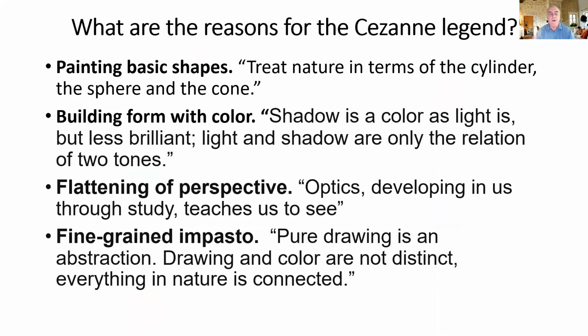So here's the meat of the story, and then we can have some fun looking at some beautiful Cezanne paintings, but let's do a little bit of work here and understand why Cezanne is as influential a painter as he is. A couple of things. Number one, painting basic shapes. He said this to another painter: treat nature in terms of the cylinder, the sphere, and the cone. In nature, there are basic geometrical shapes, and getting those shapes out is part of representation. Remember, we're talking here about a post-impressionist, so we're talking about strategies to get a certain element of subjective experience onto the canvas.